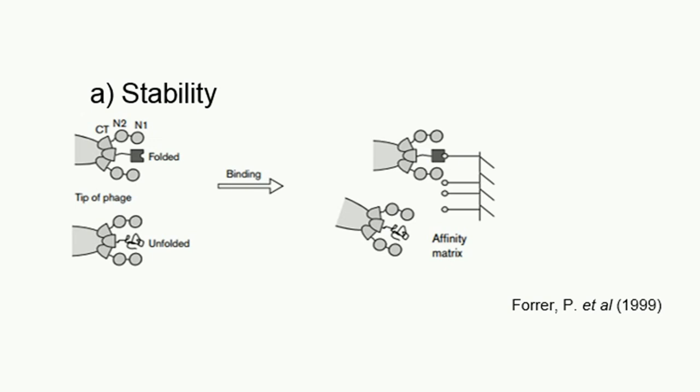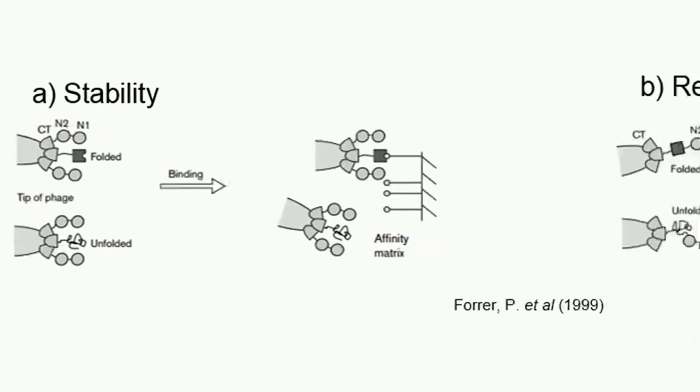Only phages who display an enzyme which is able to fold correctly at this temperature will be retained and amplified in the subsequent steps of biopanning. These phages can then be sequenced to obtain the sequence for the stable protein.